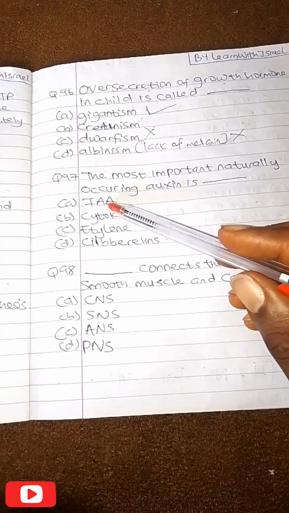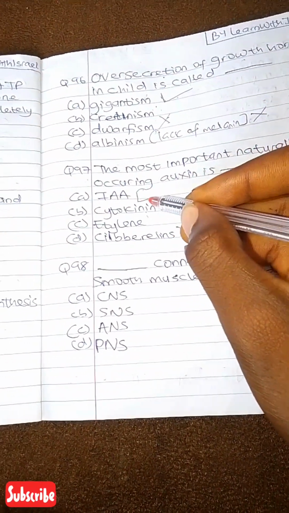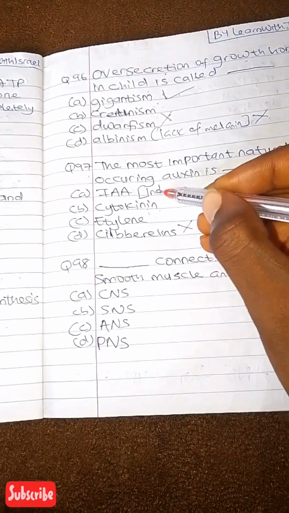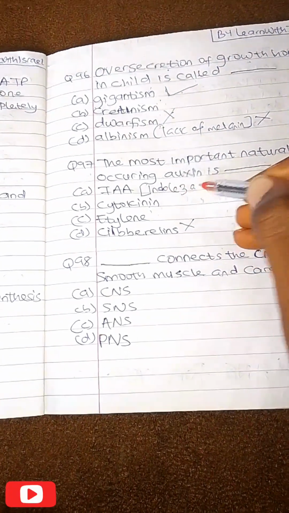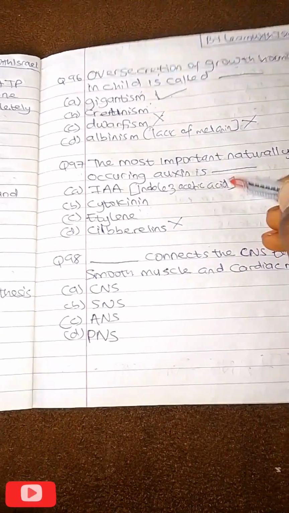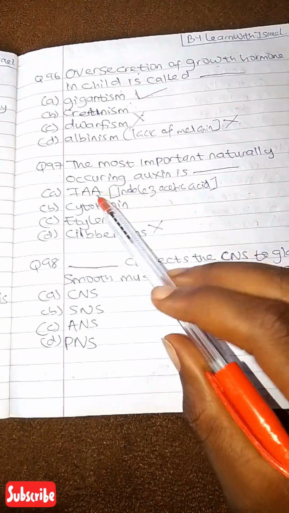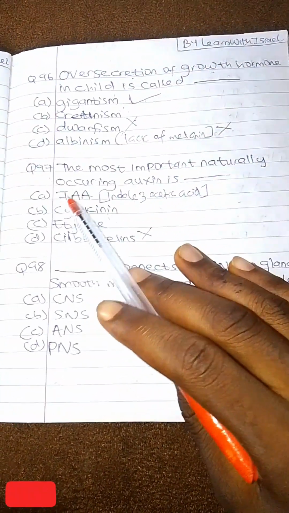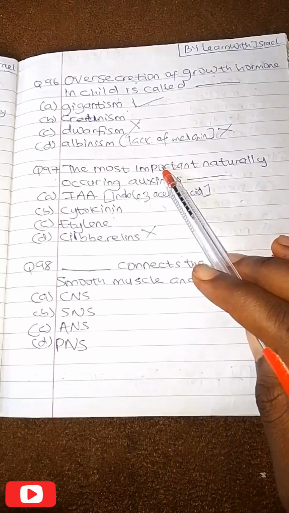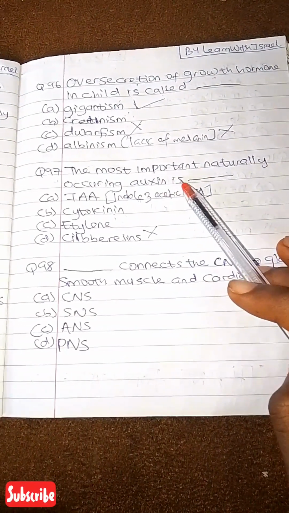Now back to IAA. IAA is an abbreviation. The full meaning is indole-3 acetic acid. I hope you guys have learned a new thing today. For those that don't know the meaning of IAA, IAA is indole 3 acetic acid and is the most important naturally occurring auxin in plants.